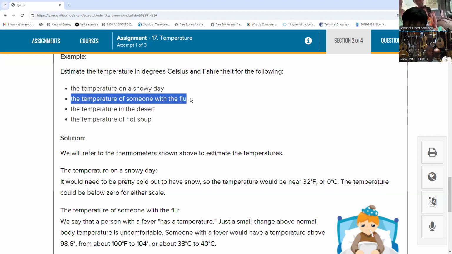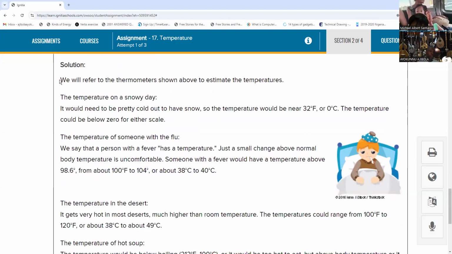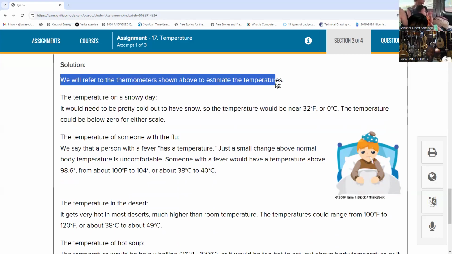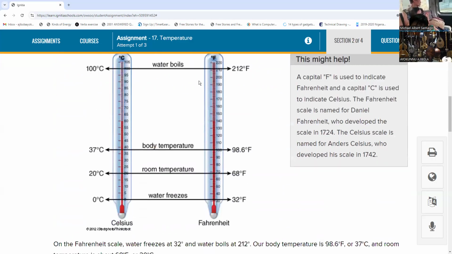Then the temperature of someone with a flu is not going to be as high as that of a hot soup. It's not going to be the room temperature, but it's going to be higher than the body temperature. Then the temperature on a snowy day is going to be small. So we will refer to the thermometers above to estimate these temperatures, which are these thermometers.